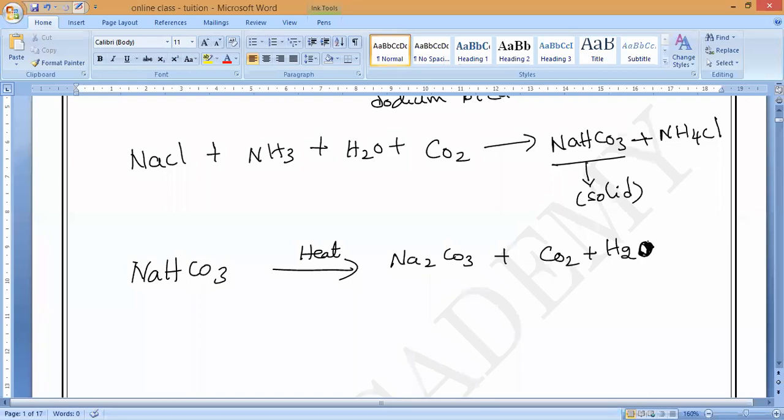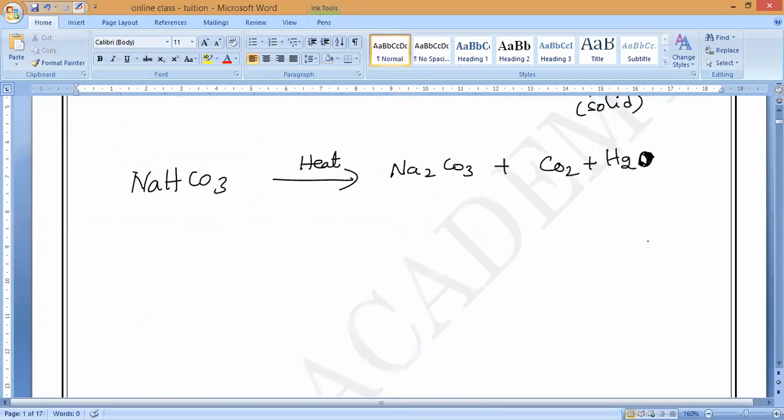These are the properties. Now where are we using this baking soda? In cooking. We use it during cooking of food because it gives carbon dioxide gas on heating. It is a constituent of baking powder, used to aerate the dough, to make the dough swell, ready for the preparation of cakes or dosa, etc. It is also used in making effervescent drinks. Till there we have been studying.